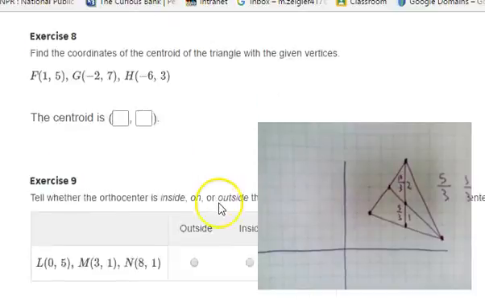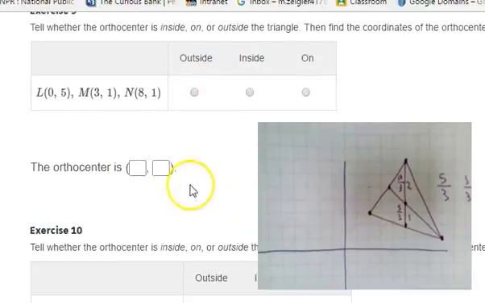As for these ones with the orthocenter, it is the place where the three altitudes of a triangle meet. And when it's an obtuse triangle, it's outside. When it's an acute triangle, it's inside. And when it's a right triangle, it's right on the triangle. So you're just going to have to graph the triangle and decide. All right, good luck with all of these.